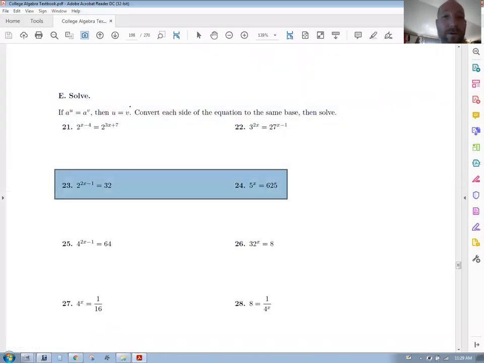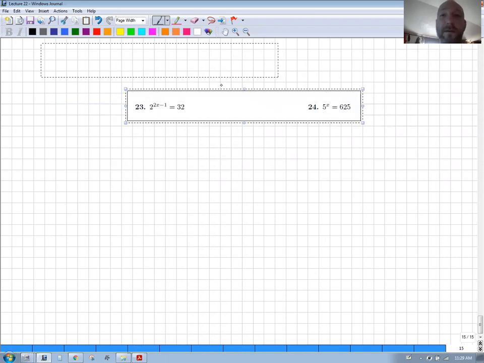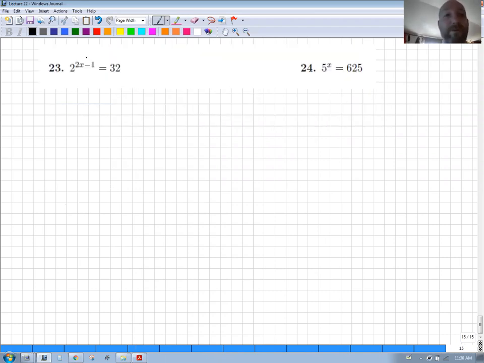So let's do some more of these. So this one we have 2 to the power of stuff. We can rewrite 32 as 2 to the power of something. Let's see, 2, 4, 8, 16, 32. 32 is 2 to the 5th. So we can just say 2x minus 1 is equal to 5. So 2x is 6, so x is equal to 3.